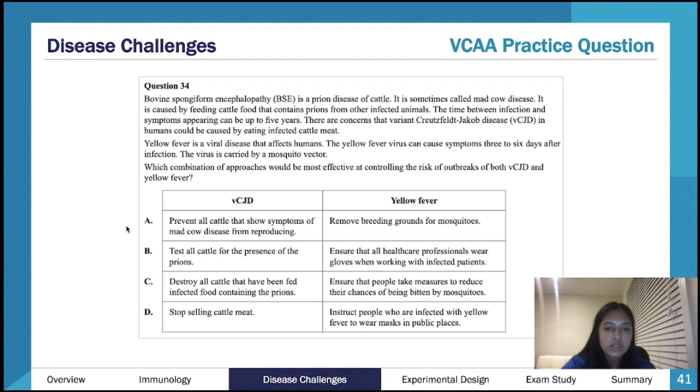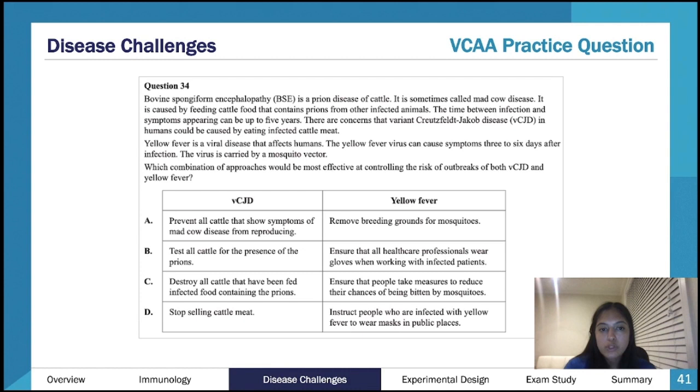So what this comes down to is what is the best answer. If you read A or C by itself, you may be inclined to choose them, which is why it's important to read all of the answers so that you can get the best option. So, prevent all cattle that show symptoms of mad cow disease from reproducing. That sounds relatively good, but think about the method of transmission: prions from other infected animals.